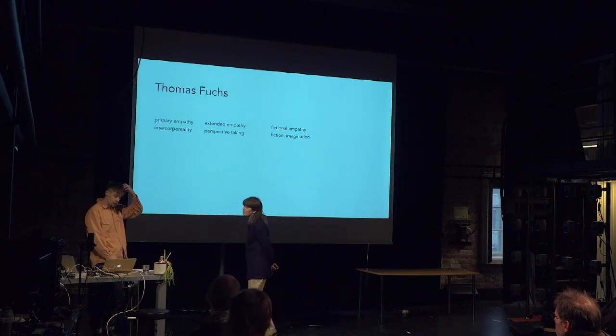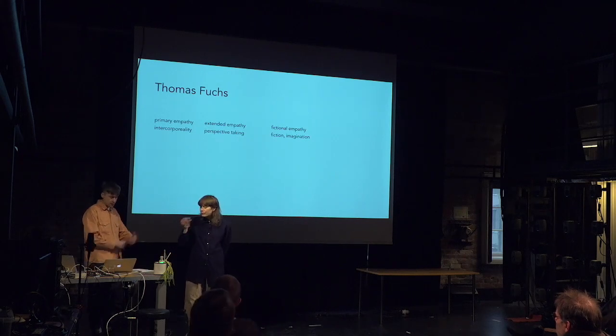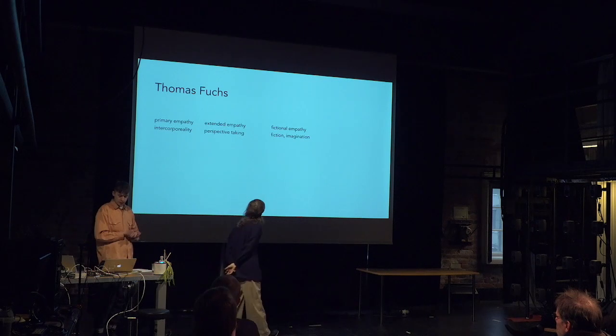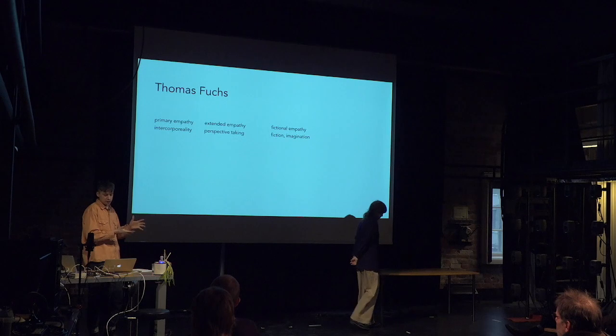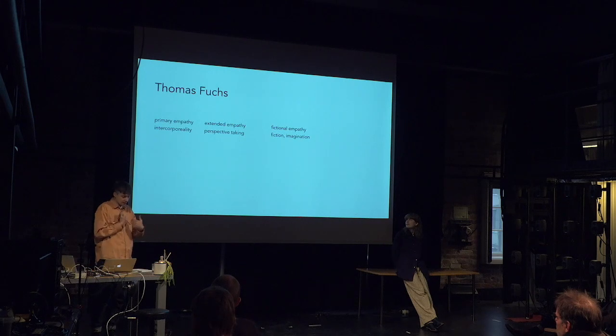German researcher Thomas Fuchs divides this empathy process into three steps: primary empathy, extended empathy, and fictional empathy. Primary empathy is an intercorporeal act, which is implicit and needs a bodily component. It arises just from bodily contact, and it needs Laura's presence to happen. Like when Laura smiles and I smile, this kind of thing.